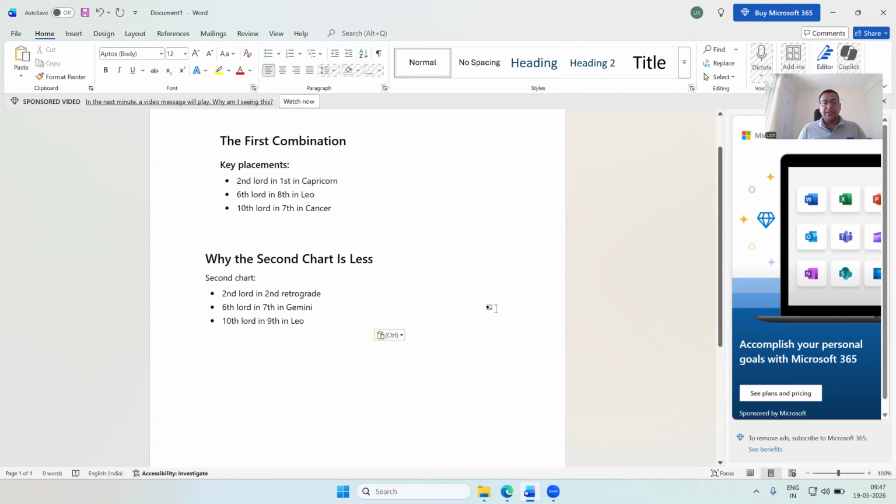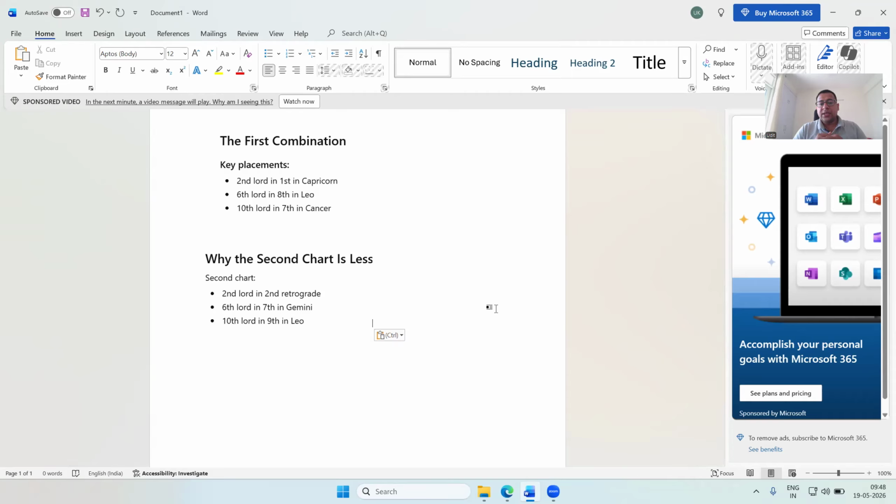In the second chart, the second lord goes into the second house again in the retrograde position. So that means the earning of income will take some time and require a lot of effort, and the income will come from teaching and consulting. The sixth house goes into the seventh house in Gemini. Now, this is also a combination of public interaction, but being in the sign of Gemini would mean that it is less about care and more about communication and media.